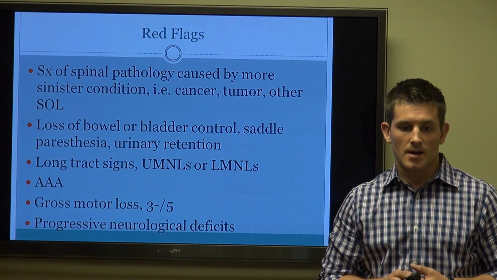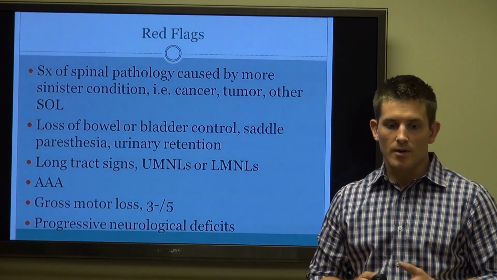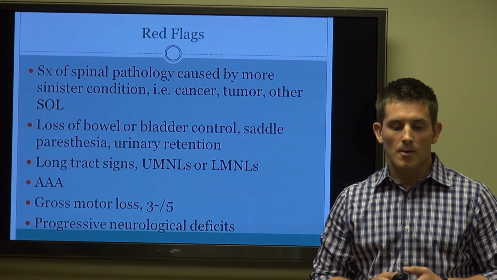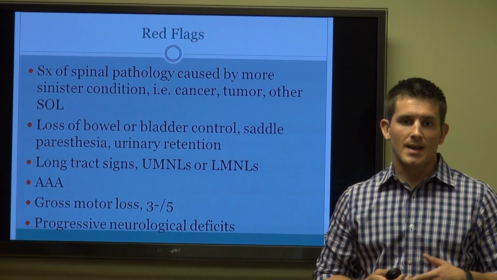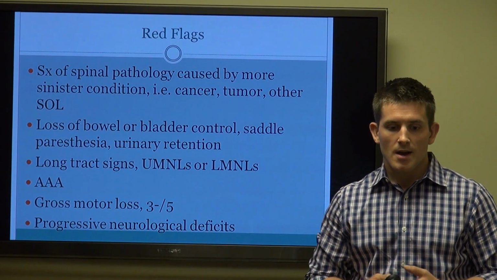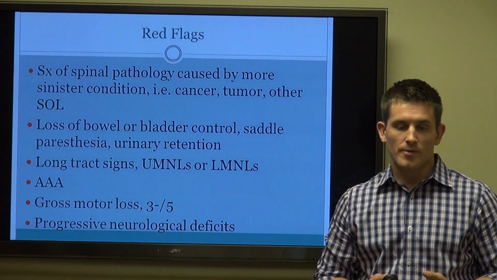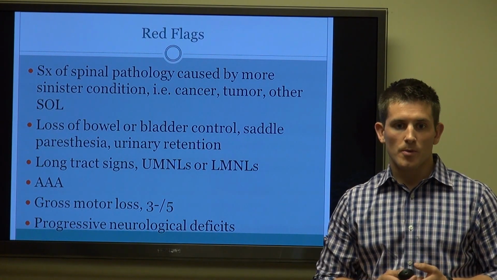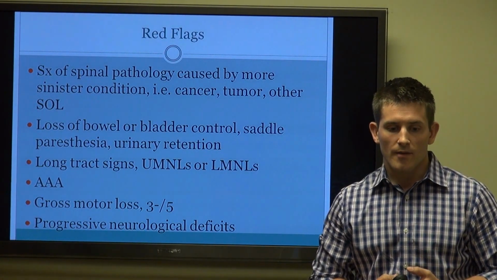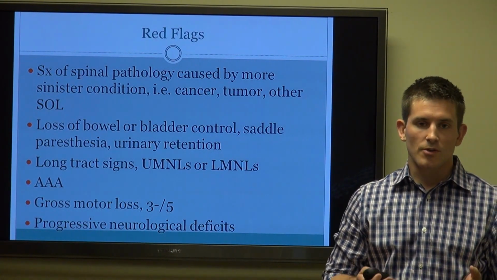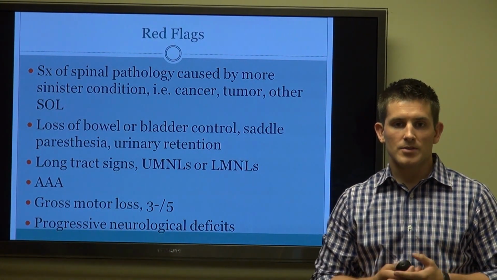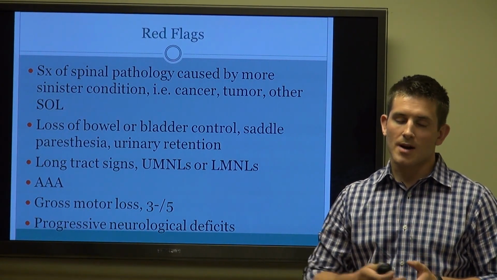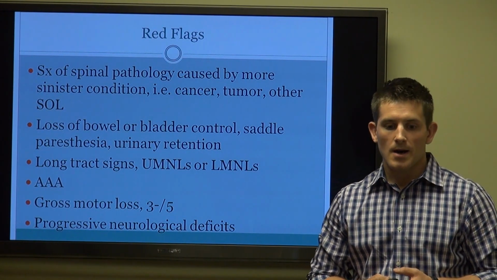So red flags, of course, are any symptoms of spinal pathology that are caused by more sinister conditions: cancer, tumor, or some other space-occupying lesion. We're looking for loss of bowel or bladder control, saddle paresthesia, or urinary retention. Of course, we want to check our long tract signs. We're looking for upper or lower motor neuron lesions. History of AAA or presentation suggestive of a AAA. Of course, gross motor loss. We generally use the criteria 3/5 in terms of strength, and progressive neurological deficits that are either outside our scope of practice or not responding to the treatment.